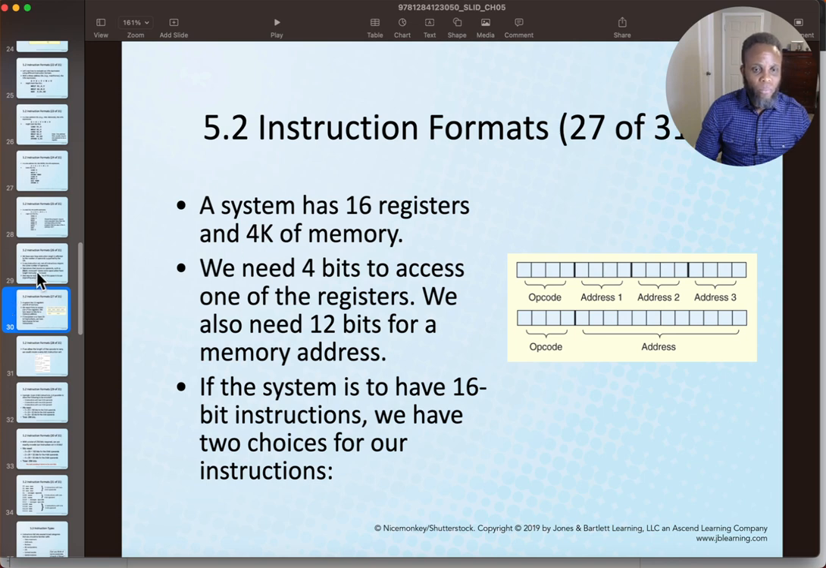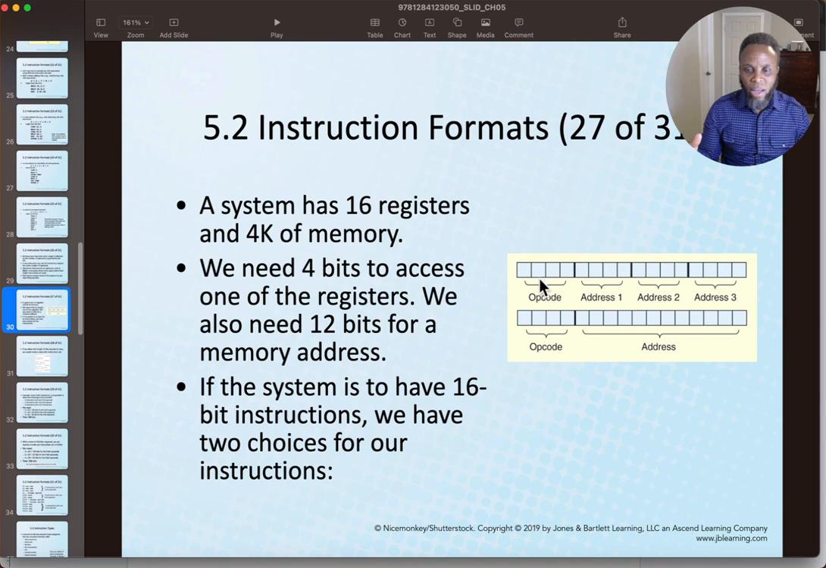Now we start talking about the instruction set, right? So you typically hear of 16-bit machines, or 32-bit machines, or 64-bit machines. It just means that each instruction of the machine is stored in this number of bits. In a 16-bit machine, each instruction is stored in 16 bits. A system has 16 registers and 4K of memory. We need 4 bits to access one of the registers. We also need 12 bits for a memory address.